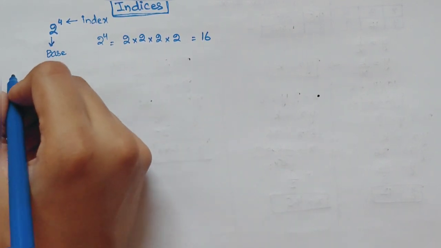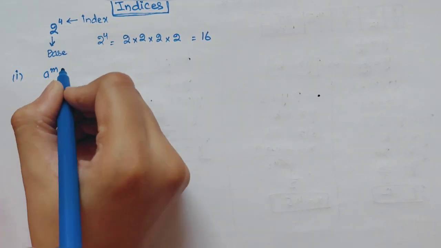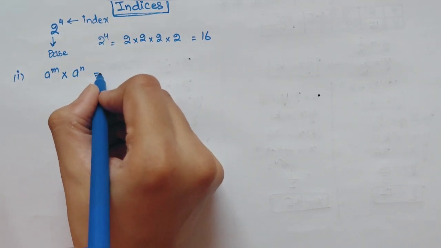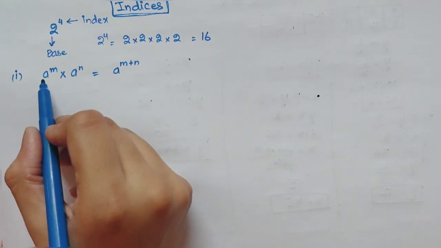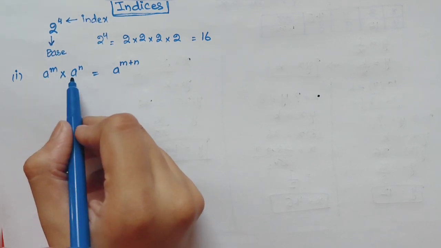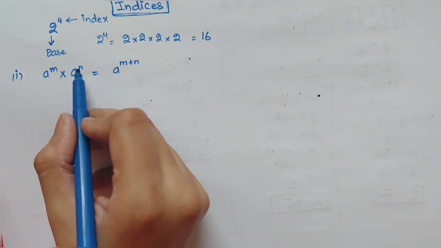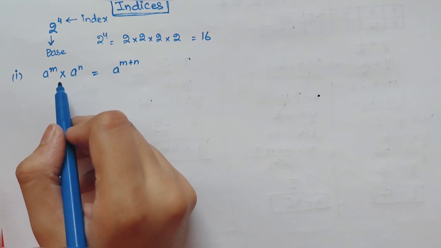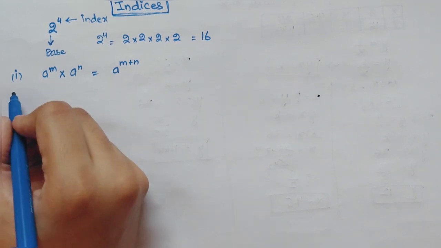Okay, now moving towards the first law of indices, which is a index m multiplied by a index n is equal to a index m plus n. This is your first law, where a is our variable. When two variables are multiplying and both the variables are the same, then their powers must be added. Remember, only when the variables are multiplying. Base same, powers add. This is your rule number 1.